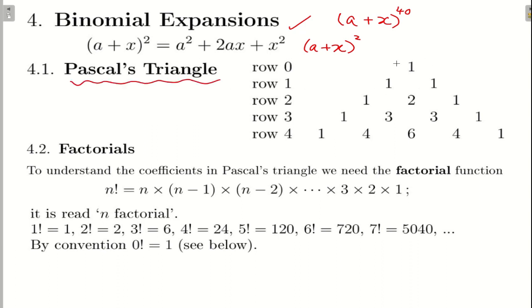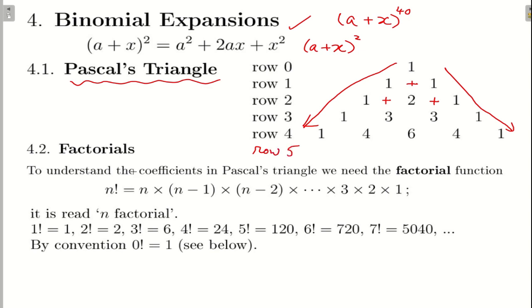In this triangle, you can see all the ones going down from the outside of the triangle. And then on the inside of the triangle, we have 1 plus 1 is 2, and 1 plus 2 is 3, 2 plus 1 is 3. We form row 0 to row 4, and also row 5, and so on.